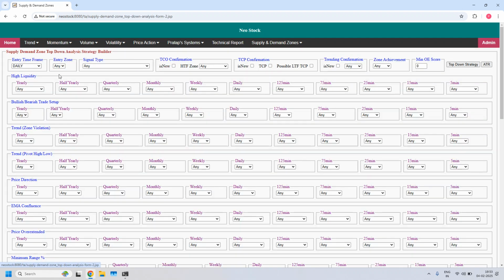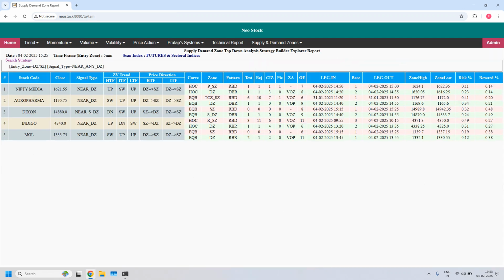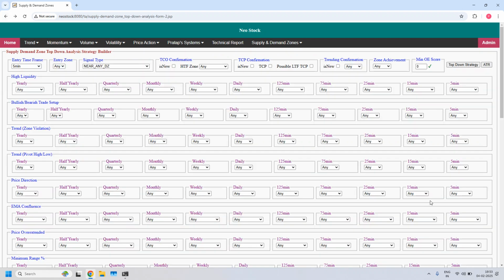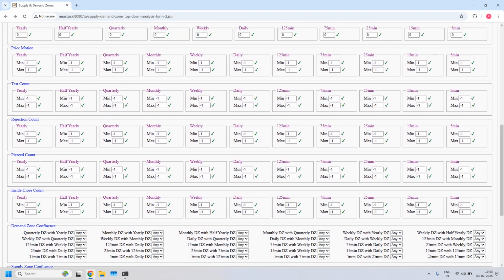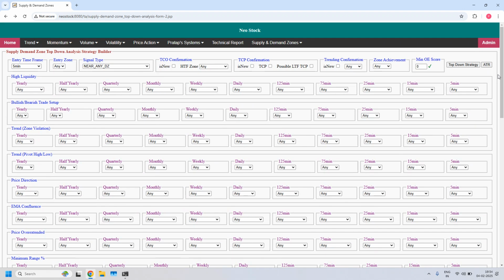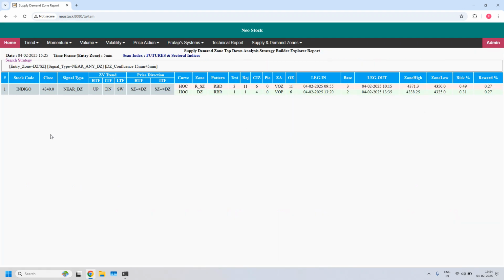Next time frame is 5 minutes. Stocks near 5 minutes demand zone. We got 5 stocks. Let's verify how many are having ITF demand zone Confluence. That is 5 minutes demand zone with 15 minutes demand zone Confluence. With this filter, we got 1 stock.